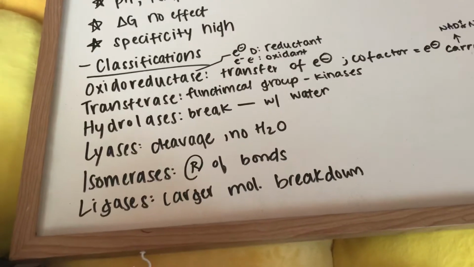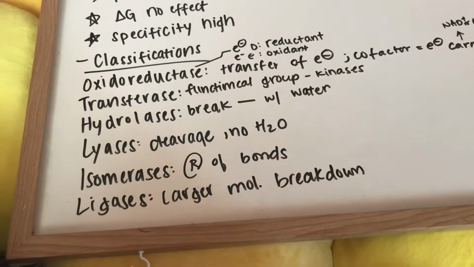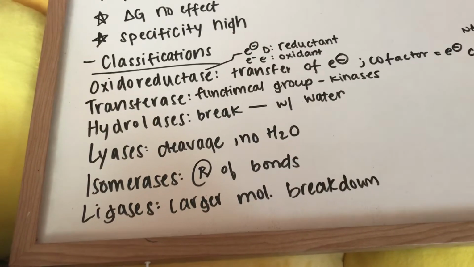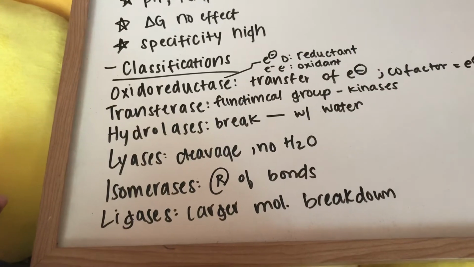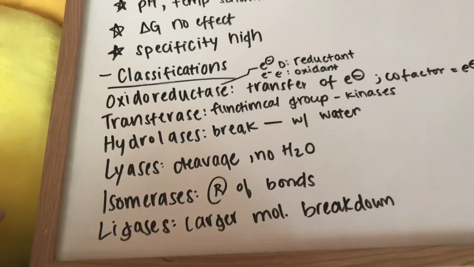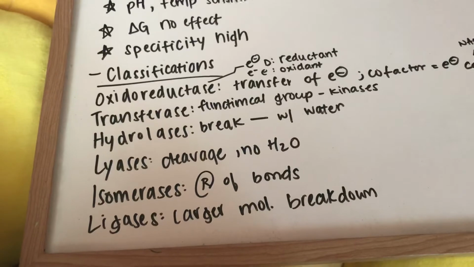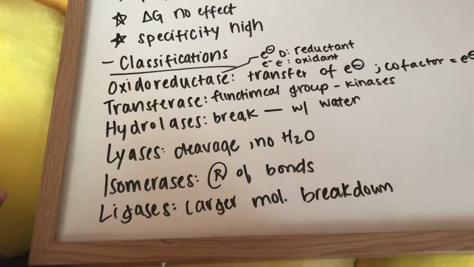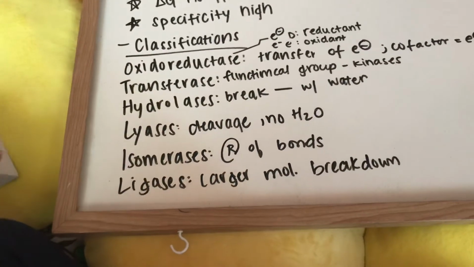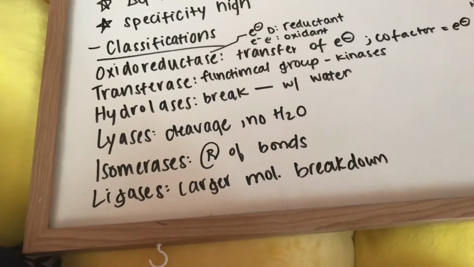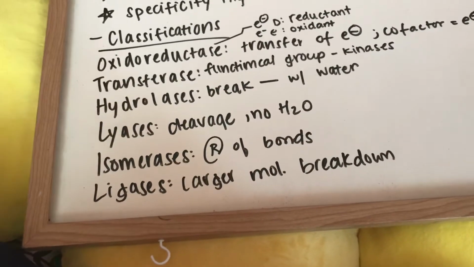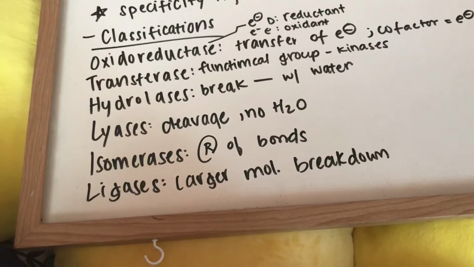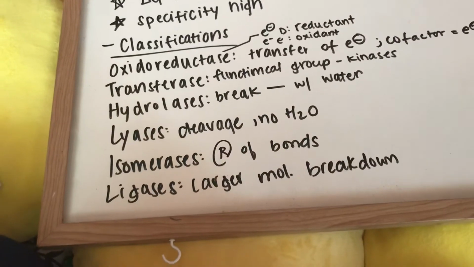The next one we're going to talk about is transferases, and what transferases do is that they take functional groups from one group of molecules and transfer them to another group. So one example would be kinases. Kinases are usually responsible for taking a phosphate from ATP and transferring it to another molecule that needs it. One example would be glucose to glucose 6-phosphate in the glycolysis pathway.